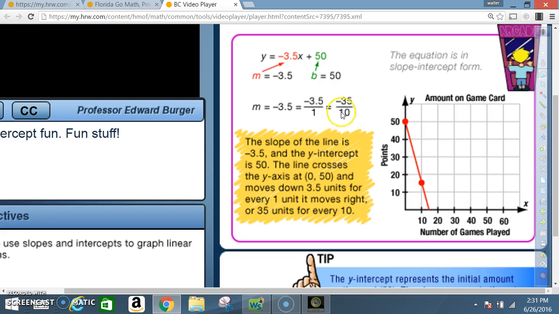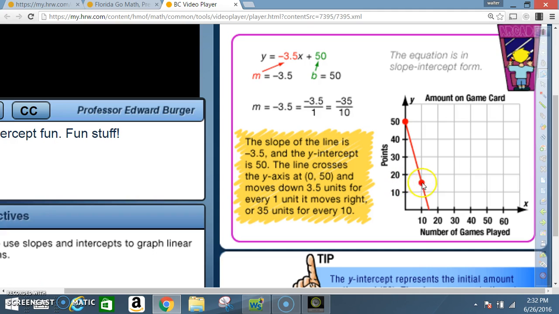Now this is easier to graph. So now, my rise is a negative 35. So now I go down 35 units because it says a negative. So 10, 20, 30, 35. And my run is a positive 10. So now I go over in a positive direction, 10.